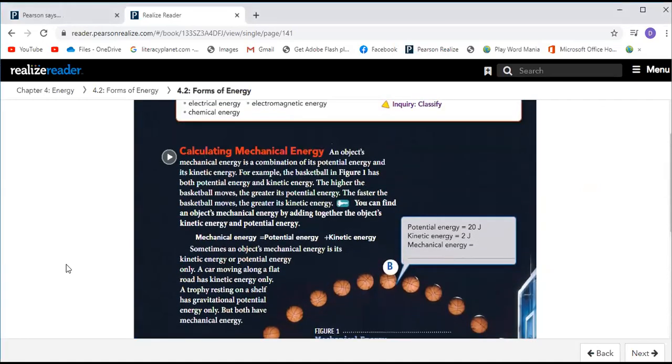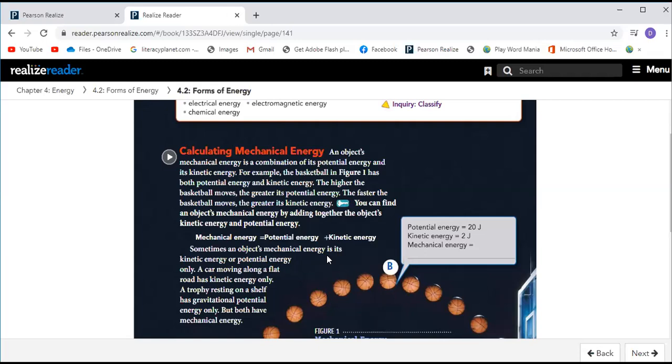The mechanical energy is the sum of both potential energy and kinetic energy. Sometimes an object's mechanical energy is its kinetic energy or potential energy only. For example, if I lift the book up and put it on the shelf, all my work will transfer to this book and be stored as gravitational potential energy. So it will have only gravitational potential energy. It's at rest, it has no kinetic energy. So what is the mechanical energy? Mechanical energy is potential energy plus kinetic energy. The whole value is for the potential energy because I have no kinetic energy.